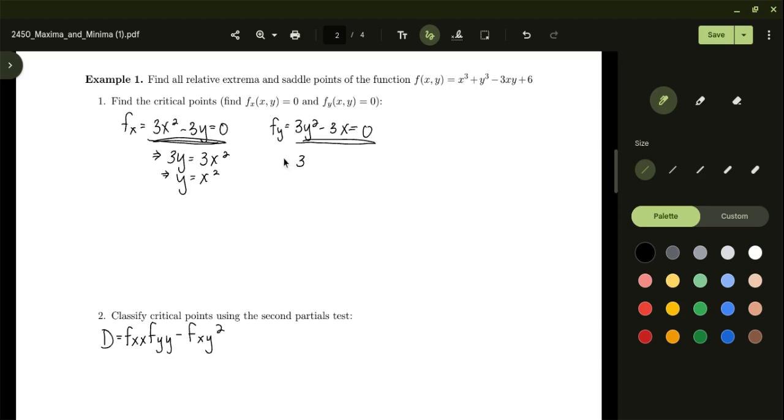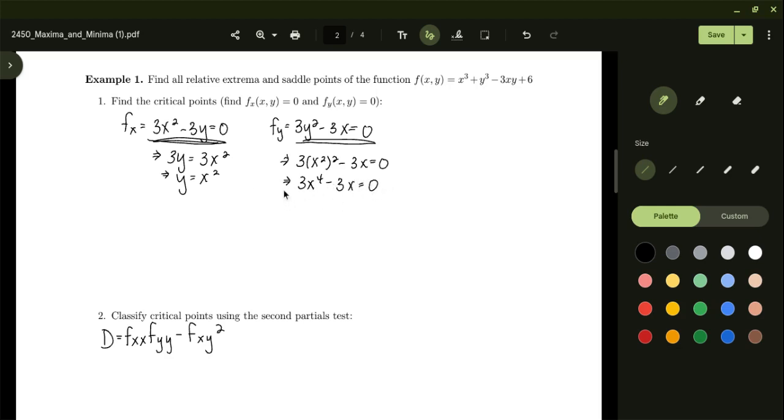So I get 3 times x squared squared minus 3x equals 0. And so multiplying this out, x squared squared is actually going to be x to the 4th power. And then rewrite everything else. I have a 4th degree polynomial set equal to 0.